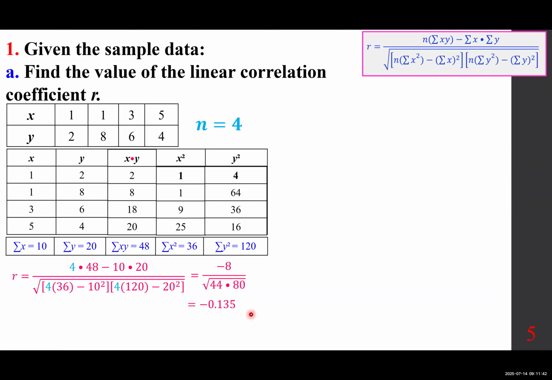Again, the sample is very small. It can easily be done by hand. Okay, and that's the idea.